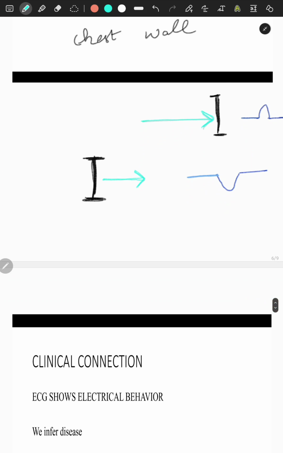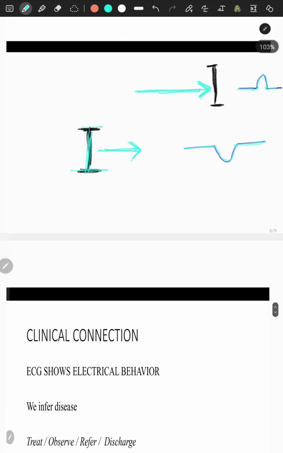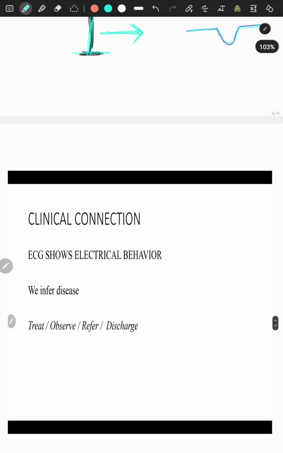If this is the electric current and this is the electrode, and if the current is moving towards the electrode, it results in a positive deflection in the ECG. If the electrode is here and the current is moving away from the electrode, then it will reflect a negative deflection in the ECG. So from all this we understood what and how an ECG is formed.